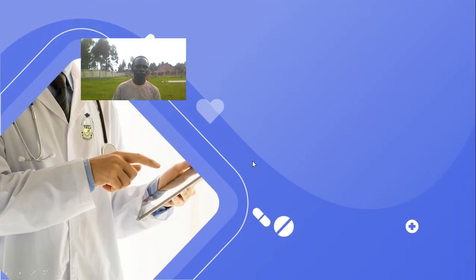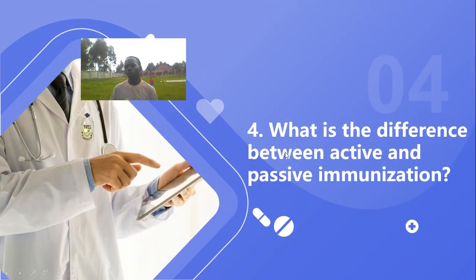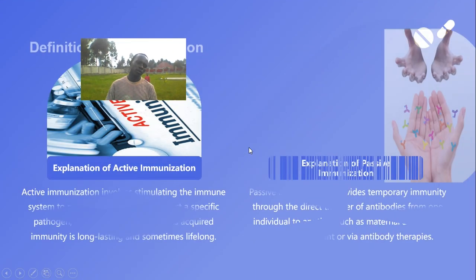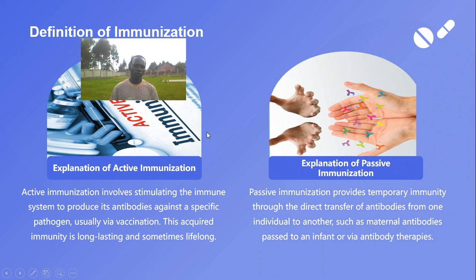Going to the last question, what is the difference between active and passive immunization? Okay, we'll start by understanding them. First, what is active immunization? Active immunization involves stimulating the immune system to produce its own antibodies against a specific pathogen, usually via vaccination. This is acquired immunity, is long-lasting, and can sometimes last for a whole life because the body is stimulated to produce its own immune response and keep a memory of it, so that in future recurrences it can fight it easily.